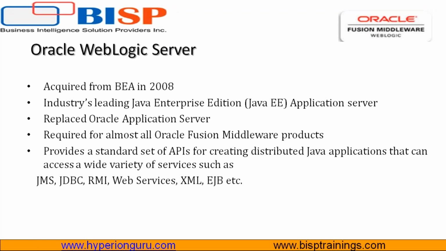And WebLogic Server is required for Oracle Fusion middleware products. All the Oracle Fusion middleware products, name it, in 12c, everything runs on top of WebLogic Server. It has a set of APIs for creating distributed Java applications. You can access many services such as JMS, JDBC, RMI, web services, XML, EJB.